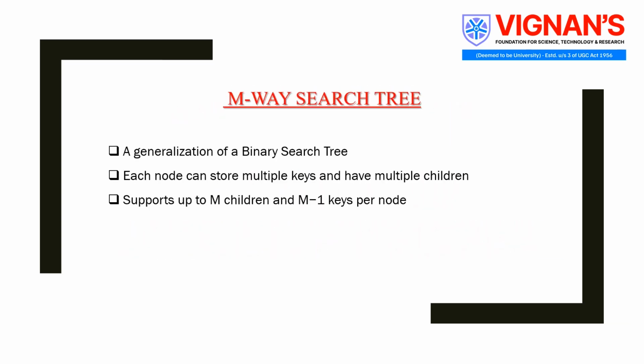Now, let us understand what an M-way search tree actually is. An M-way search tree is essentially a generalized form of a binary search tree. While a binary search tree allows only one key per node and two children, an M-way tree removes this restriction. In an M-way tree, each node can store multiple keys, and based on the number of keys, it can have multiple children. If a node contains m-1 keys, it can support up to m children. This flexibility allows the tree to divide data into more segments at each level, which helps in reducing the height of the tree and improving search efficiency.